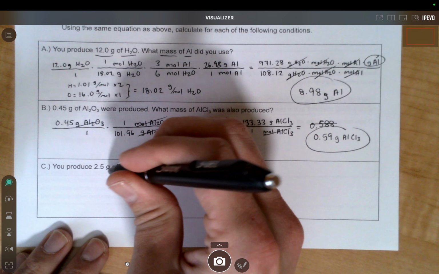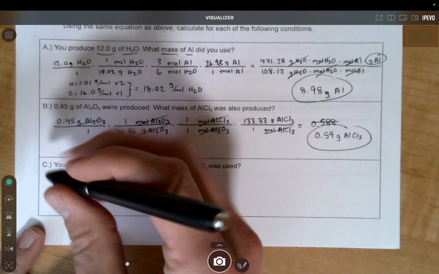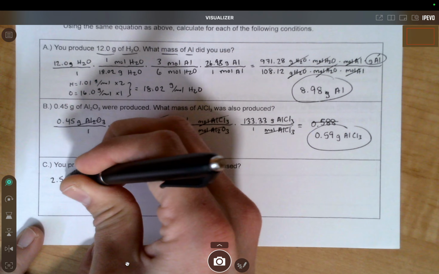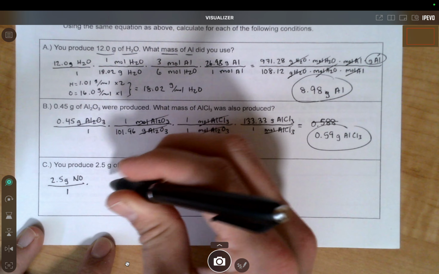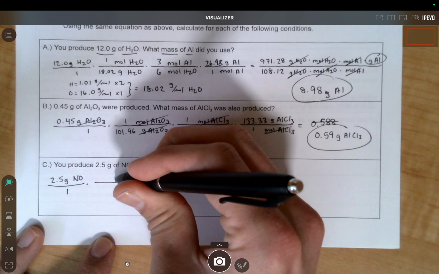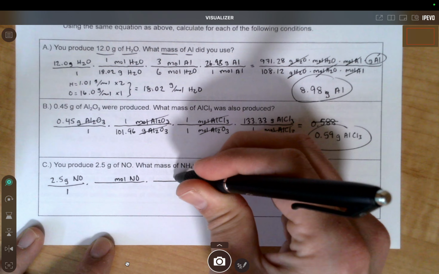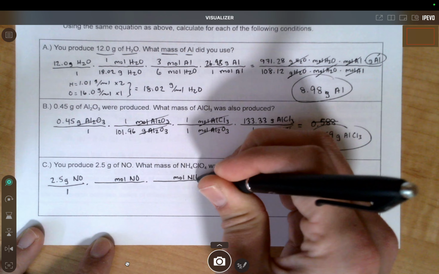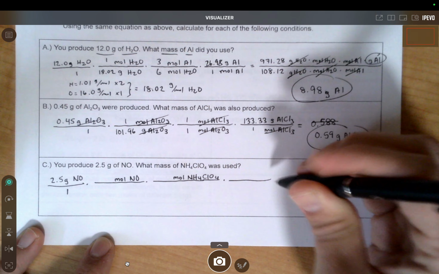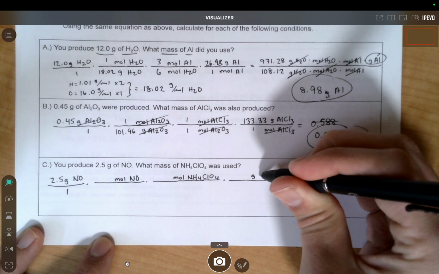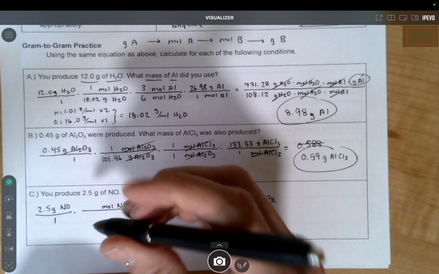You produce 2.5 grams of nitrogen monoxide. What mass of ammonium perchlorate was used? Here we go. 2.5 grams of nitrogen monoxide over 1. Okay, we're going to convert that to moles of nitrogen monoxide. We're going to convert that to moles of a really long formula, NH4ClO4. And then we are going to convert that to grams of NH4ClO4.